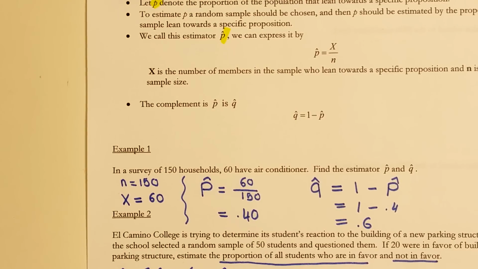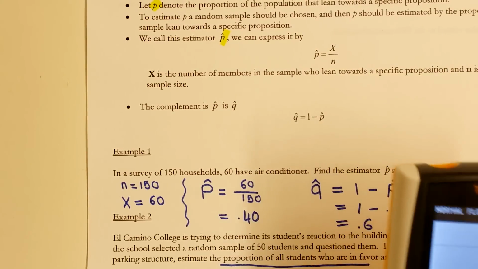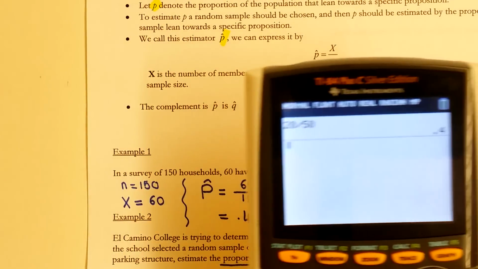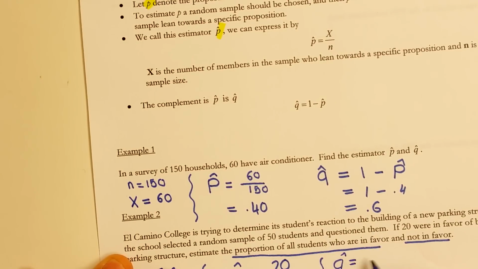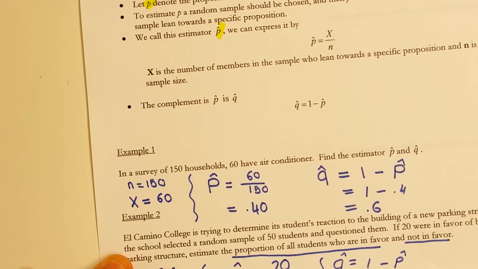So our sample estimate would be the number of students who say yes out of 50. So 20 divided by 50. We're looking at 0.4 again. So p hat is 0.4. And then q, which is equal to 1 minus p hat, would be 1 minus 0.4. That would be 0.6.